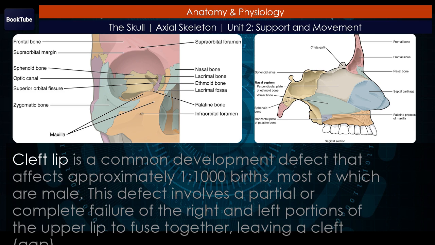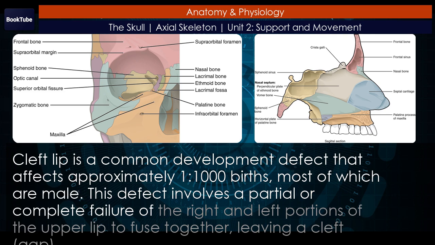A cleft lip is a common developmental defect that affects approximately 1 in 1,000 births, most of which are male. This defect involves a partial or complete failure of the right and left portions of the upper lip to fuse together, leaving a cleft gap.